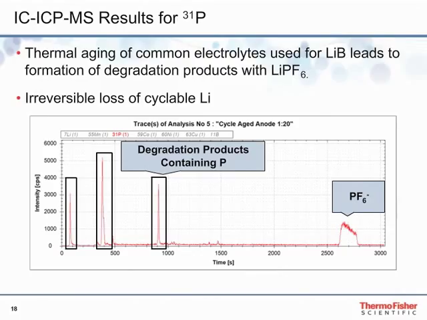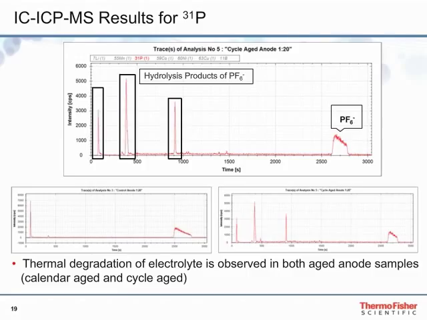In this study, we did not aim to identify the different hydrolysis compounds, but these had been described previously using a hyphenation of ion chromatography and IC-ICP-MS. It's important to note that the chromatogram for the cycle-aged anode clearly indicates a change in peak profile when compared to that for the control anode sample, where no aging is expected to have taken place. A similar change in peak profile is observed when the chromatogram for the calendar-aged anode is compared with that for the control anode.